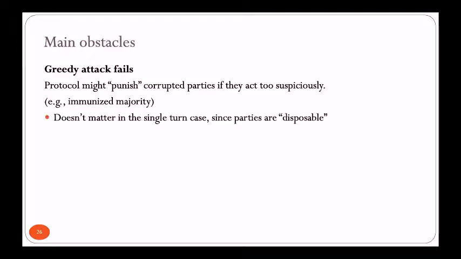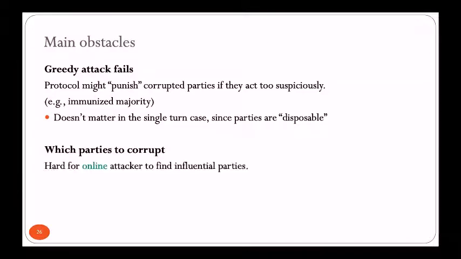And this wasn't a problem in the single-turn case, since parties were disposable. They spoke once, and then we didn't care about them. Another obstacle is even understanding which parties to corrupt, since the influentiality of a party isn't known in advance. That party is going to send many, many messages, and how it's going to affect the protocol depends on the messages of other parties as well. So we can't predict this.